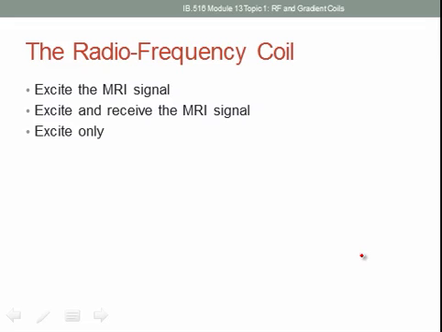You could have a situation where you have two coils inside the magnet, one that's used to excite the signal and one that's used to receive the signal.